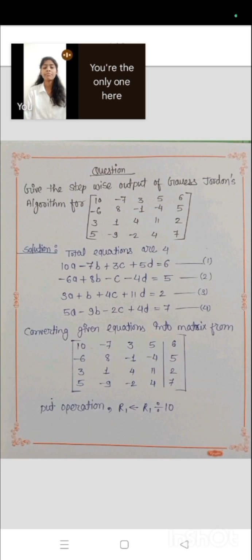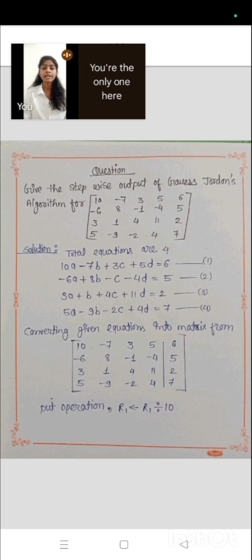10a minus 7b plus 3c plus 5d is equal to 6 is equation number 1, and minus 6a plus 8b minus c minus 4d is equal to 5 is equation number 2, and 3a plus b plus 4c plus 11d is equal to 2 is equation number 3, and 5a minus 9b minus 2c plus 4d is equal to 7 is equation number 4. So we converted the given equations into matrix form.